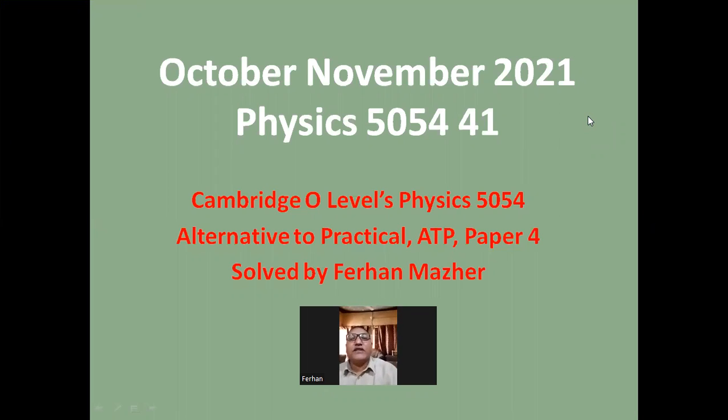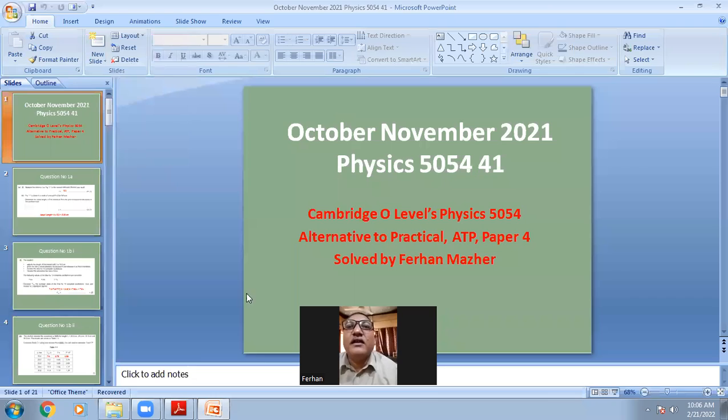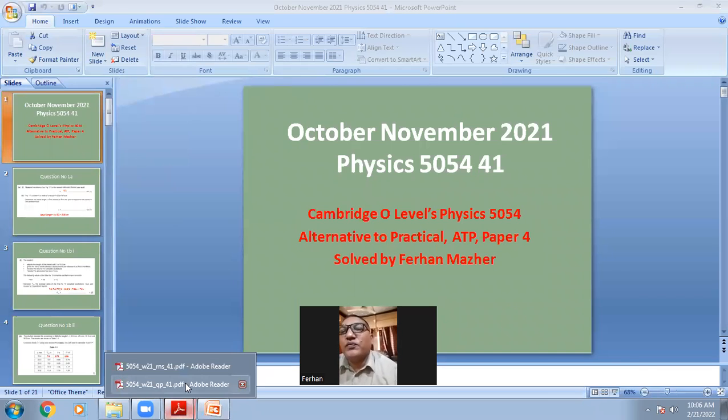Right now, I am with the 11th Cambridge class, and the subject we are studying is Physics 5054. This is Cambridge O levels physics, and we are working on the solution of the past papers. Today we are working on an alternative to practical paper. We call it paper 4. The time allowed for this paper is 1 hour. So let's start today's paper, and let's open the paper.